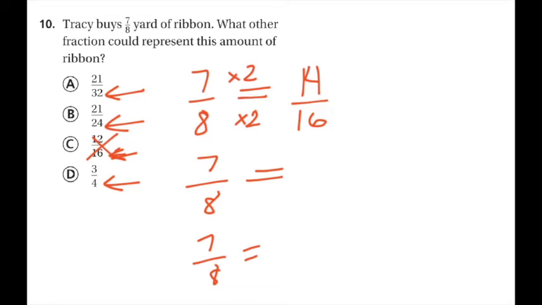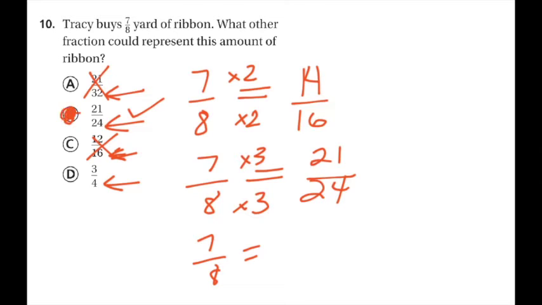Now I'm going to multiply times 3 over 3 because 8 times 3 equals 24. So 8 times 3 is 24, then 7 times 3 is 21. Do I see 21 24ths here? I actually do. Okay, that one could work. Now look at answer choice A. It's 21 32nds. I know for a fact that 21 24ths is never going to be equal to 21 32nds, so I can also rule that one out. So I'm feeling pretty confident about this one.